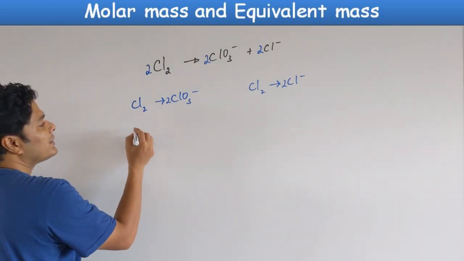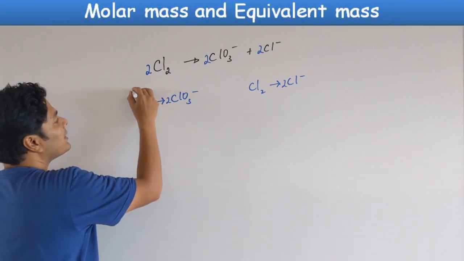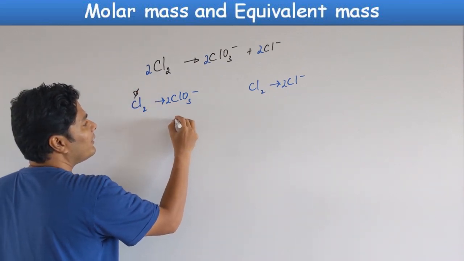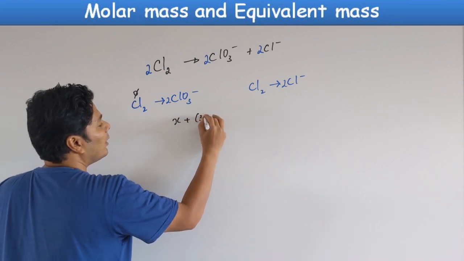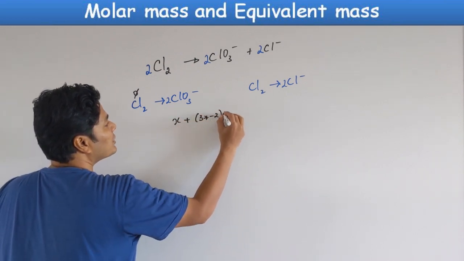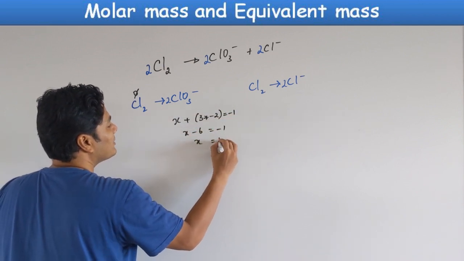Now this is what I have. Cl2 here, the oxidation number is 0. Here we will have the oxidation number of chlorine as X plus 3 times minus 2 of oxygen equals minus 1. X minus 6 equals minus 1, X equals plus 5.